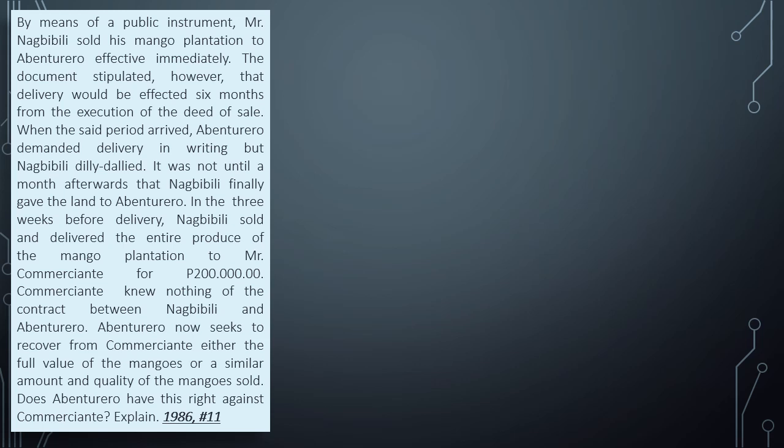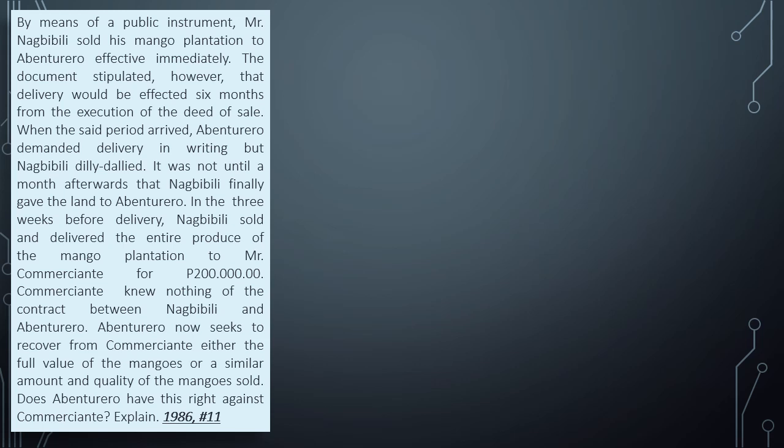In the 3 weeks before the delivery, this Nagbibili was really naughty, he sold and delivered the entire produce of the mango plantation to Mr. Comerciante, another person. Comerciante knew nothing of the contract between Nagbibili and Abenturero. Abenturero now seeks to recover from Comerciante either the full value of the mangoes or a similar amount and quality of the mangoes sold. So, does Abenturero have this right against Comerciante?